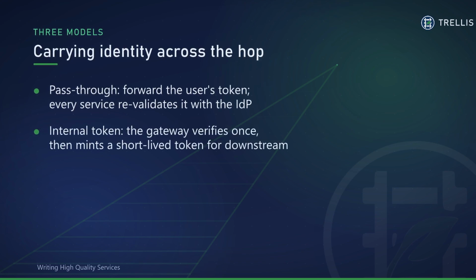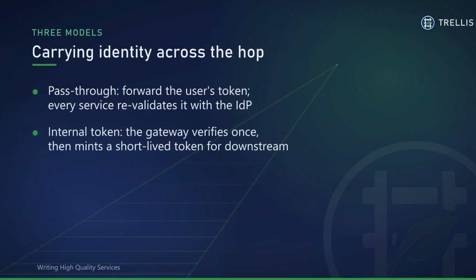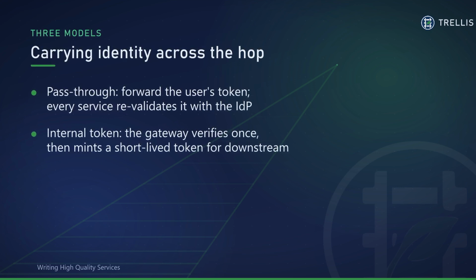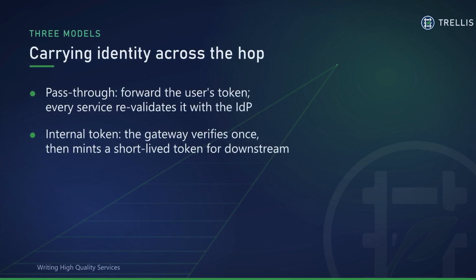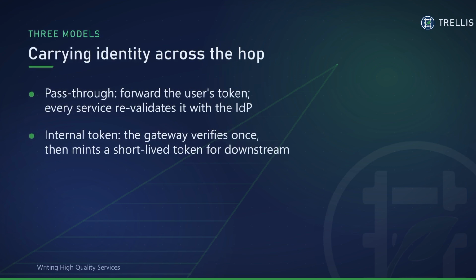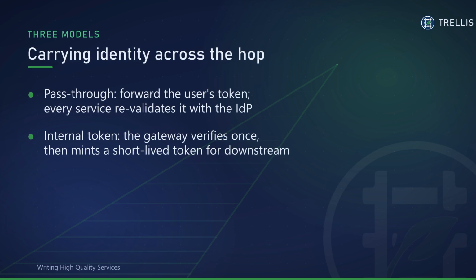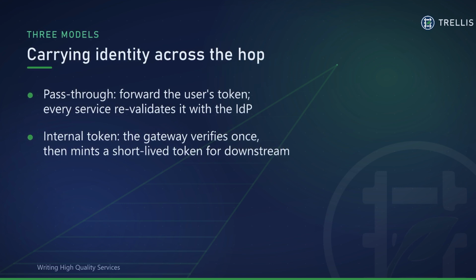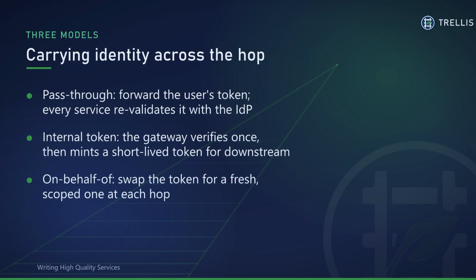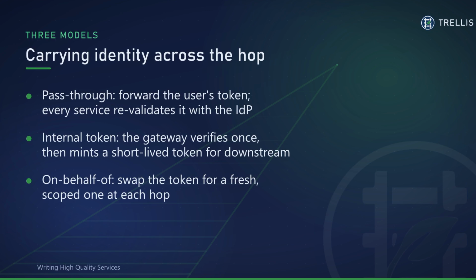2. An internal token. The gateway verifies the user once, at the edge, then mints a fresh, short-lived token carrying just what downstream needs. And services trust one signer, the gateway, instead of the outside world. 3. On behalf of, where you exchange the token for a new, narrowly scoped one at each hop, precise, but chatty. Most teams reach for the internal token. It keeps each service simple and decoupled.